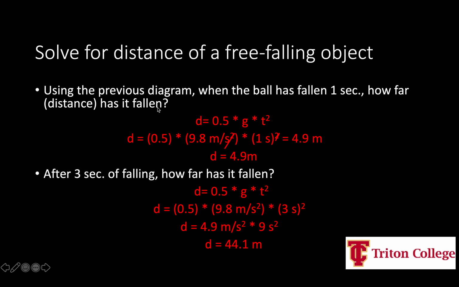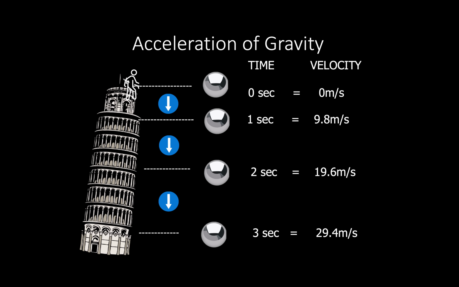Well, we use the same equation, right? That's down here. D equals 0.5 times acceleration of gravity times the time squared. Again, this is a constant, this is a constant, but now I'm going to use 3 seconds squared. And 3 seconds squared is 9 seconds squared, correct? 3 times 3 is 9. So now I have 4.9 meters per second squared times 9 seconds squared. Again, the seconds will cancel each other out. 4.9 times 9 is 44.1 meters. So that means the distance from here to here is 44.1 meters.